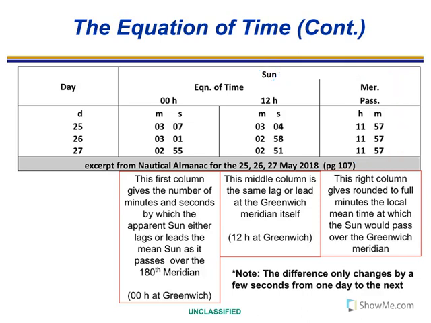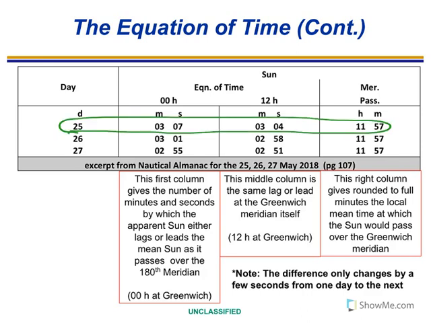So it's telling us that on the 25th of May, the sun will transit the Greenwich meridian at 11:57, and that's the apparent sun. You're looking at the sun in the sky, and the sun will cross your meridians. It'll be bearing directly 180 or 000, so due south or due north, at 11:57 LMT, local mean time.